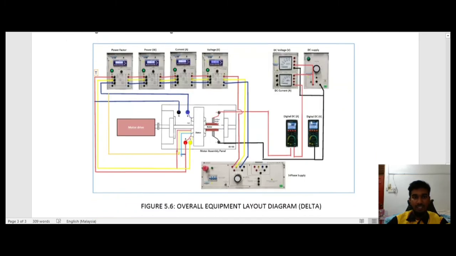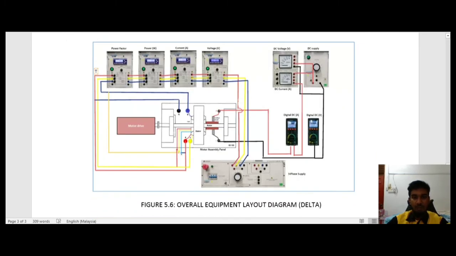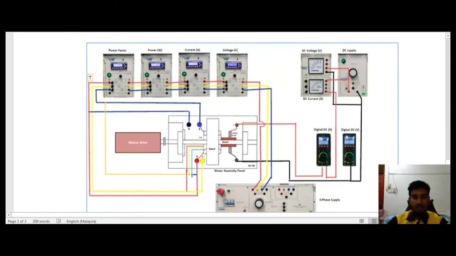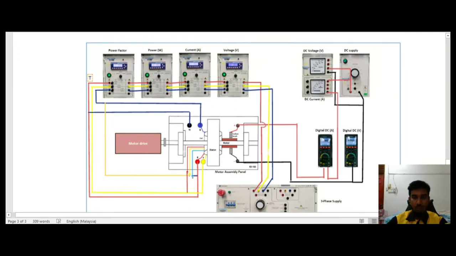Okay, next, this is the overall equipment layout diagram. From here, we perform the delta connection. Firstly, the three-phase power supply enters the digital voltage measurement meter, along with the current meter and power factor meter, and lastly is connected to the three-phase synchronous motor.